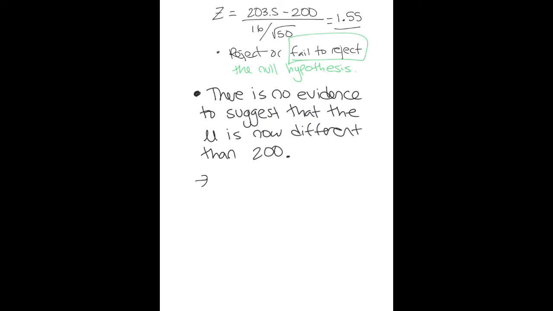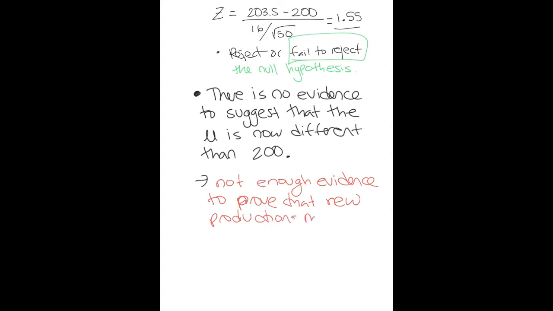So we could say there is no evidence, or actually let's state it this way. Let's say there is not enough evidence to prove that the new production methods and employees have made a difference in weekly production.